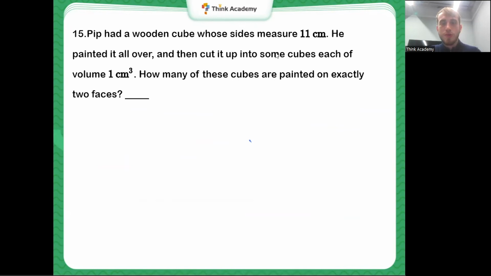It's a wooden cube whose sides measure 11 centimeters, and he painted it all over. He then cut it up into some cubes, each of volume 1 cubic centimeter. How many of these cubes are painted on exactly 2 faces?